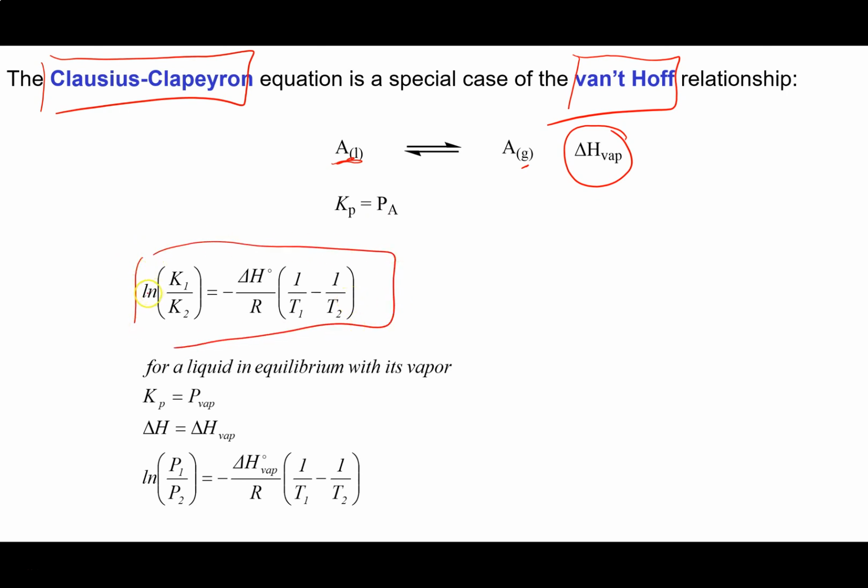It says log K1 on K2 is equal to minus delta H on R multiplied by 1 on T1 minus 1 on T2. But for a liquid in equilibrium with its vapor, the K is just equal to the pressure of the vapor, and the enthalpy of the reaction is just equal to the enthalpy of vaporization. So you put those back up into your Van Hoff equation, and what do you end up with? You end up with the Clausius-Clapeyron equation. So they're really the same thing.